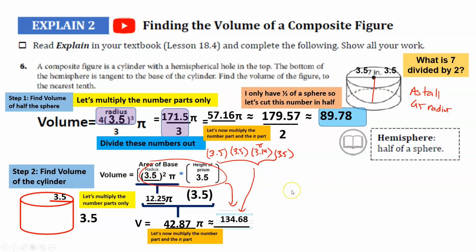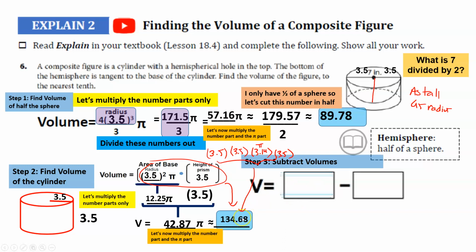Okay. Now you're wondering, now that I have these two volumes, what do I do with them? Essentially we cut out half of that sphere from the cylinder. So when you think cut out, take out, do you think adding or subtracting? Subtracting. So we're going to subtract these two volumes, the bigger volume minus the other, because volume's never negative in the real world. Take a moment and do that now. And unpause. Hopefully you got the answer about 44.9.